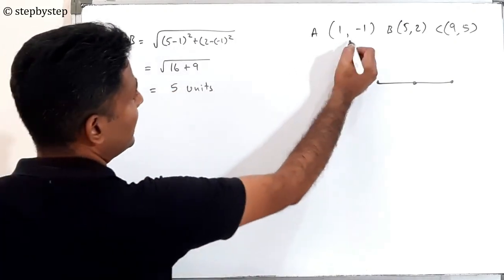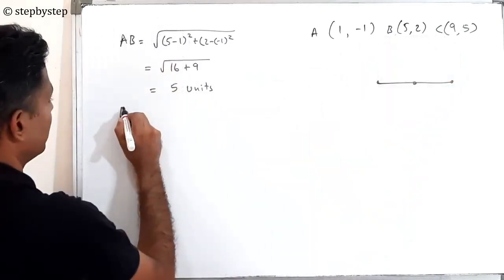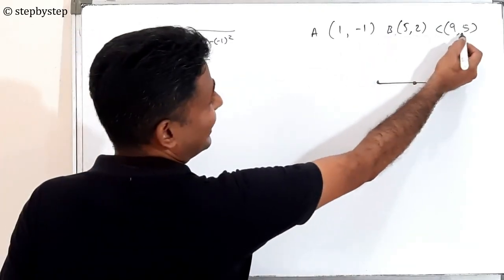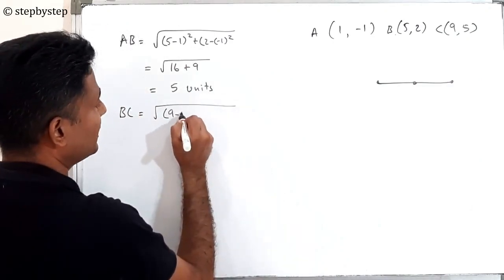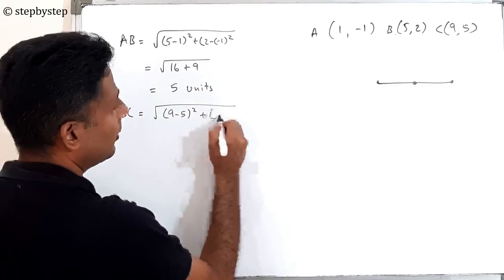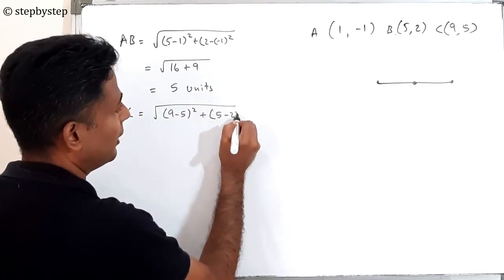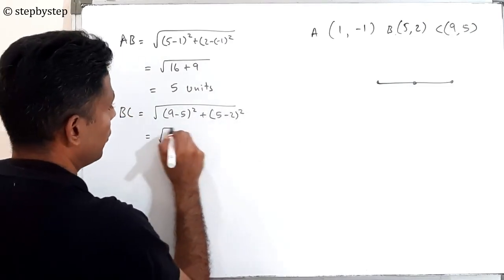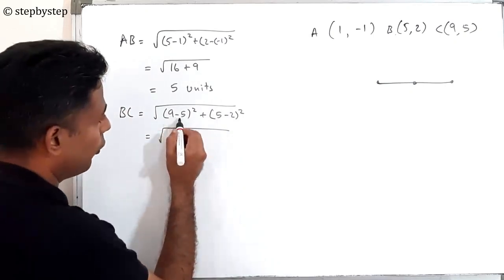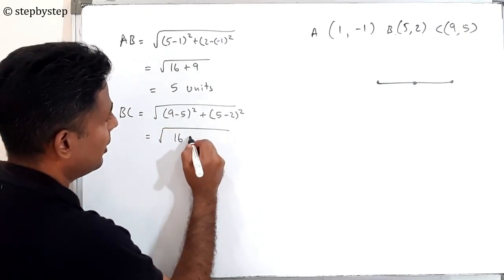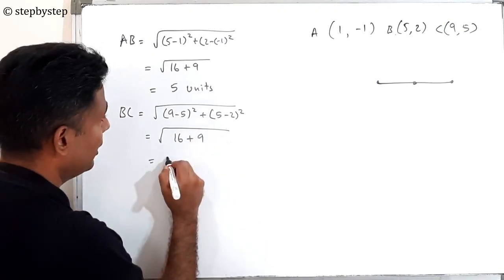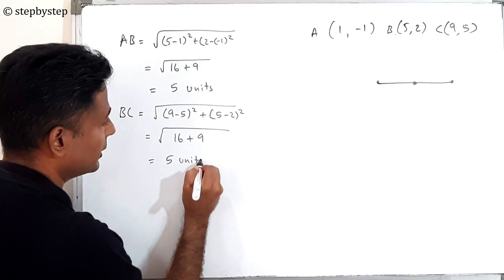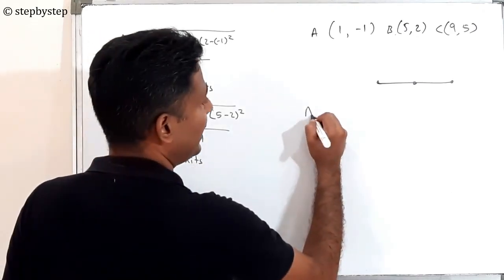Right? Now the next thing I'll find is BC. For BC, I'll take this as x2, y2 now. Root of x2, that is 9, minus x1, that is 5, whole square plus y2, that is 5, minus y1, that is 2, whole square. So what do I get? 9 minus 5, 4 square is 16, plus 5 minus 2 is 3, square is 9. Again root of 25, so 5 units. Next we'll find AC.